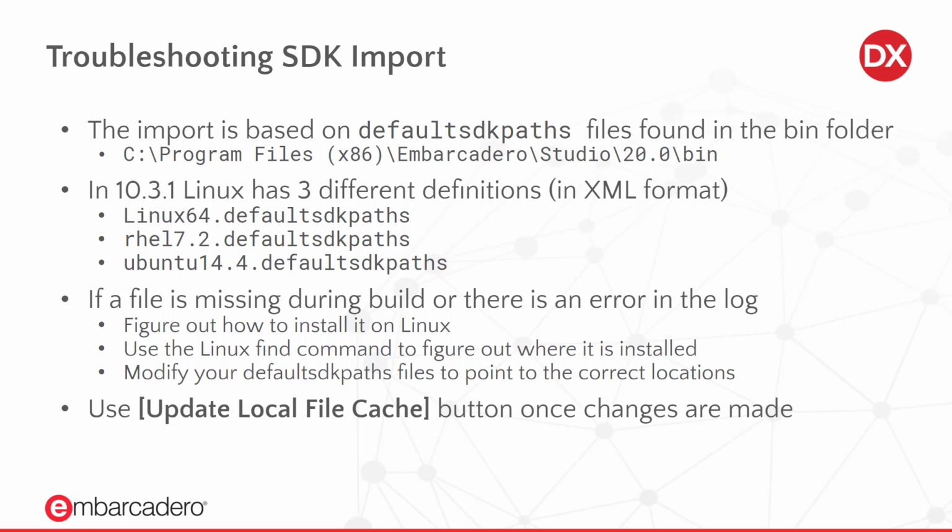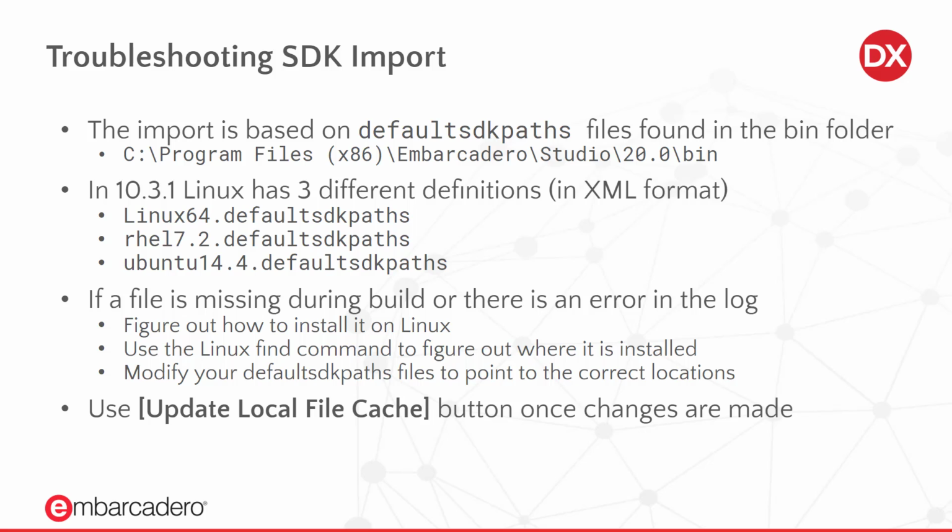There are multiple default SDK paths files in your bin folder. And each of these files specifies where it imports the stuff for the SDK. So it's a list of files and paths. If you're getting errors during build or during the import and you get missing files or missing folders, it could be that they're in the wrong spot.